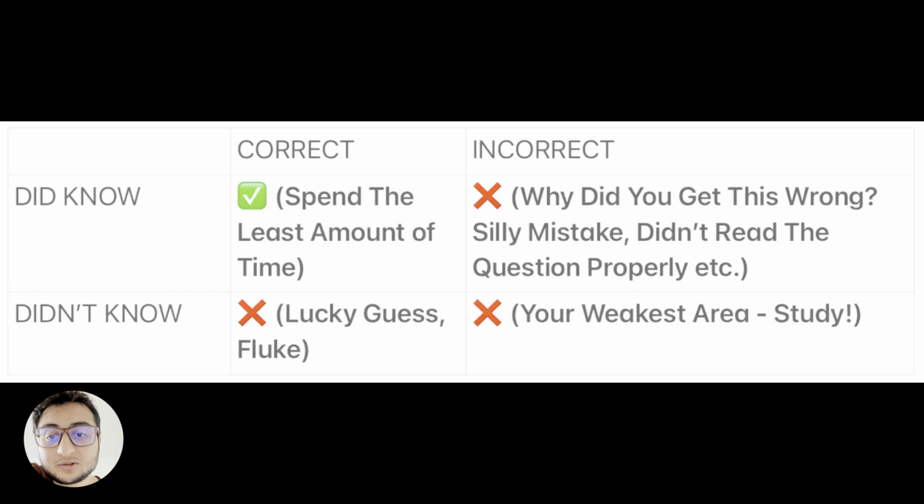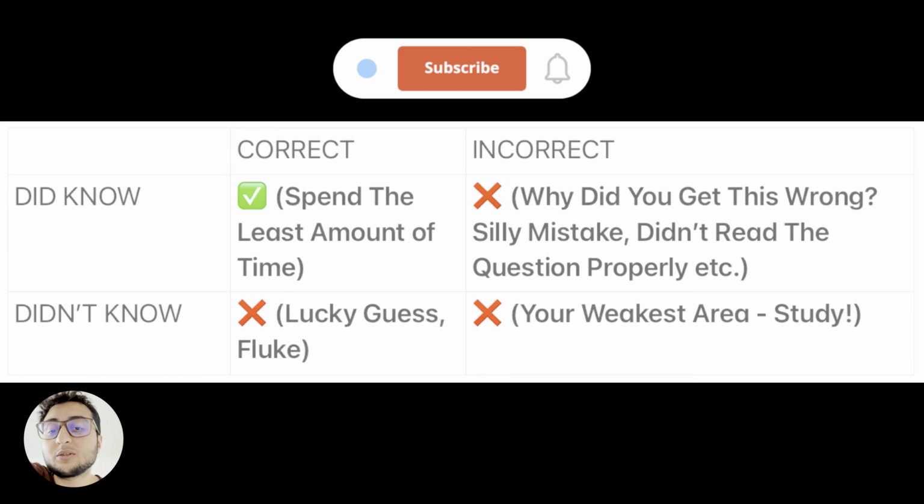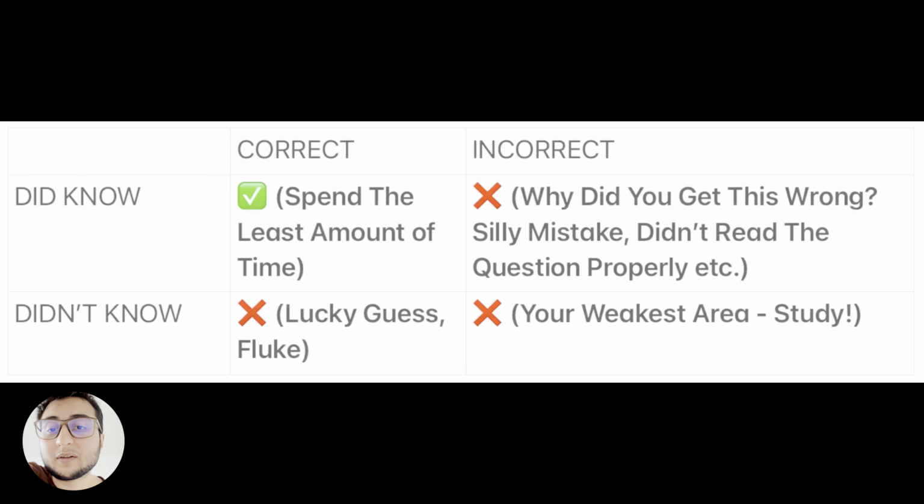Now, the last row, you got a question right, but it was a complete fluke and you didn't know anything about the topic. The solution is pretty simple. All you have to do is read the topic, use resources from the internet if possible, do your due diligence and make sure you don't get the question wrong the next time.